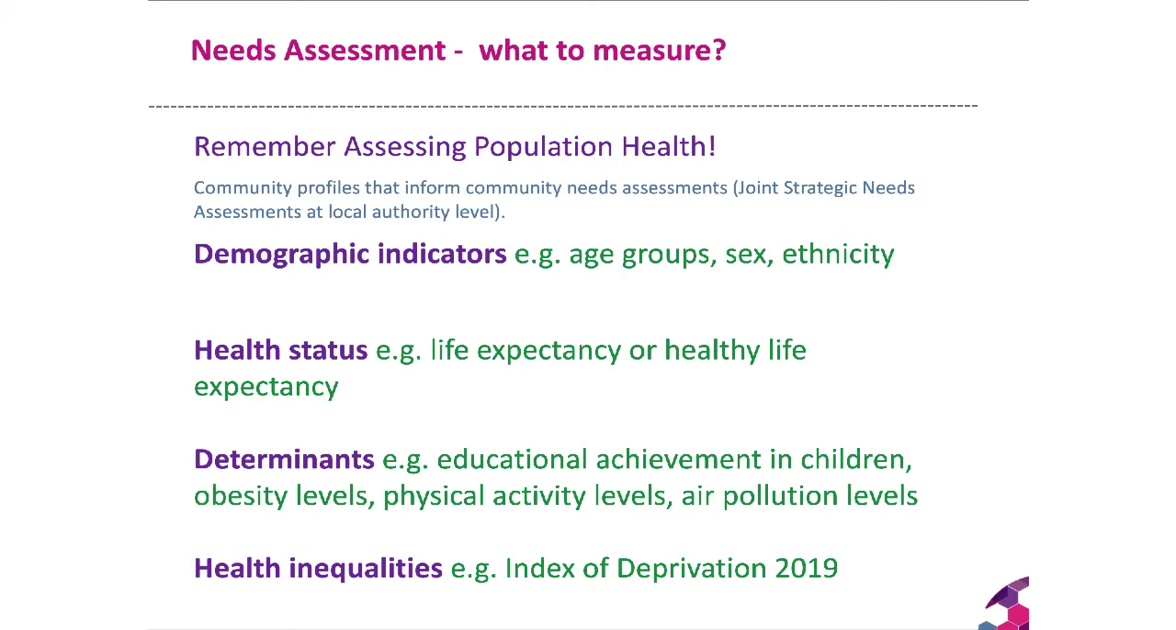And then we also look at determinants such as educational achievement in children, whether they're achieving ABC grades at GCSE level, the percentage of obesity and overweight at reception year 1 and at year 6 in primary school, the adult and child physical activity levels, and also air pollution levels are an example. And we also look at health inequalities, and that's through the index of deprivation, for example, the 2015 and the current 2019 versions of the index of multiple deprivation.